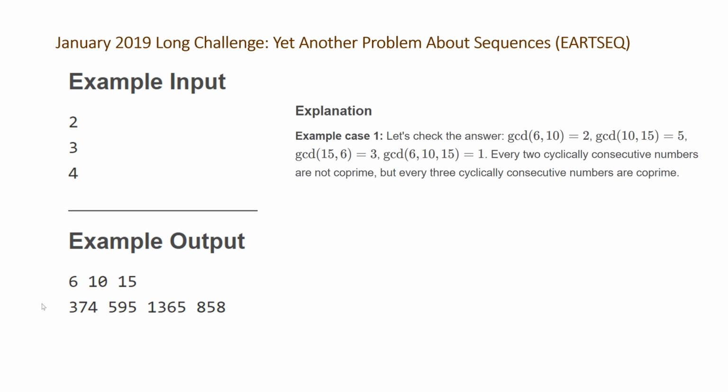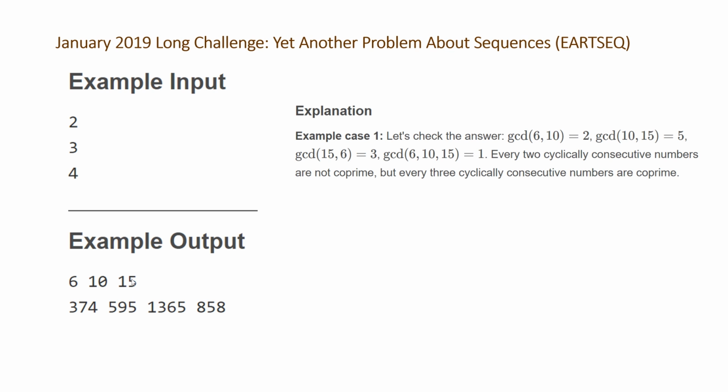So it's basically asking us to construct a sequence where each of the adjacent elements have a GCD greater than 1, but each of the three adjacent elements have a GCD equal to 1. So in other words, they're coprime. And note that one of the trickier parts of this problem is that it's not just for the adjacent elements in the array, but also it wraps around.